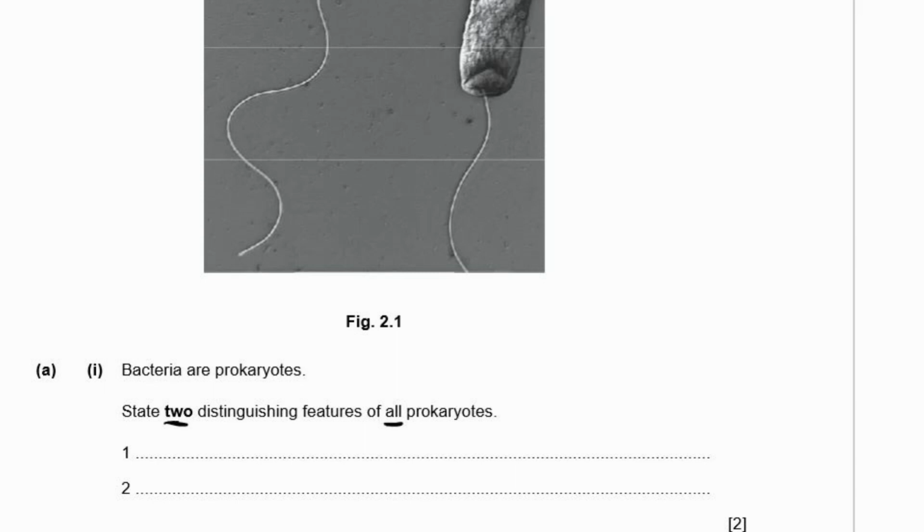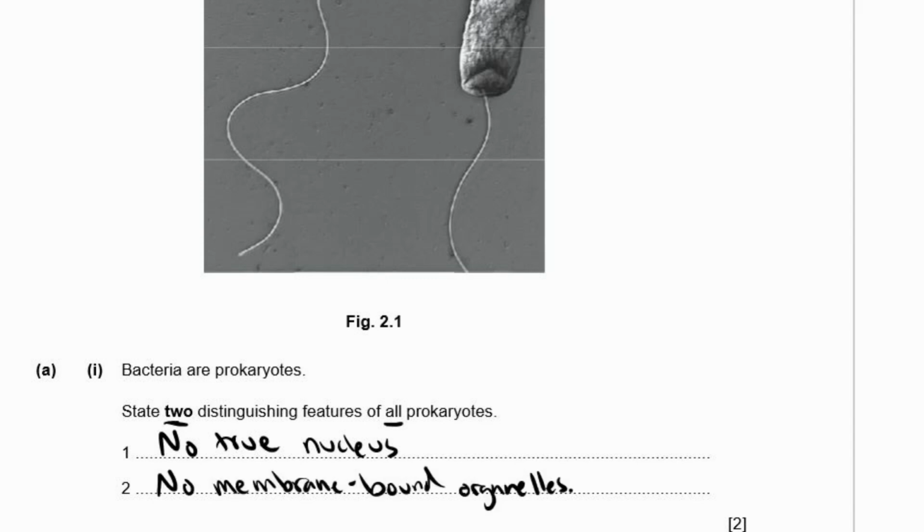One, you could say that they have no true nucleus. So no true nucleus, no nuclear membrane. That's what prokaryote means, before a kernel, before the nucleus. Okay, they also have no membrane-bound organelles. And remember, when you're doing this, ribosomes are not membrane-bound organelles. They do still have ribosomes.